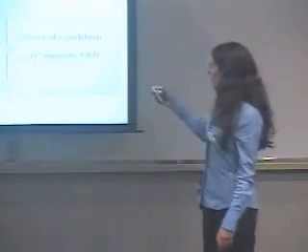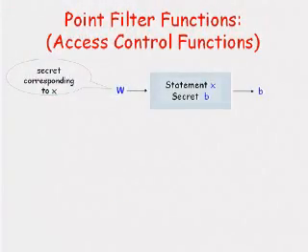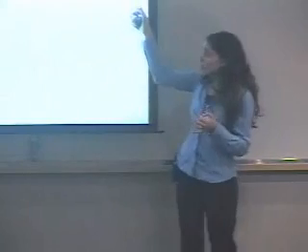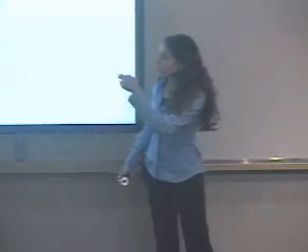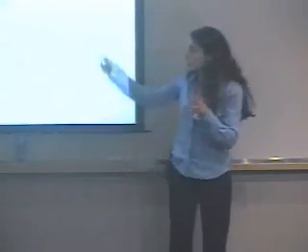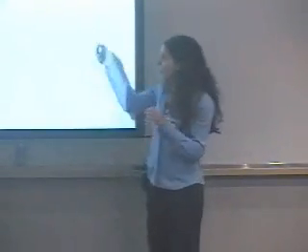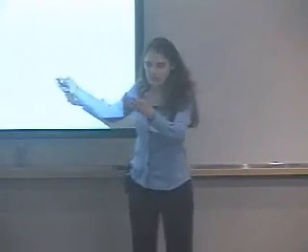Okay. So let me start by saying what a point filter function is. A point filter function is a type of access control function. It has some statement associated with it and a secret bit B, and it outputs the secret only if you know some witness W corresponding to X. So if you know some secret about the statement, it will give you the B. If you think of W as some access, if you are allowed access, you get the secret.